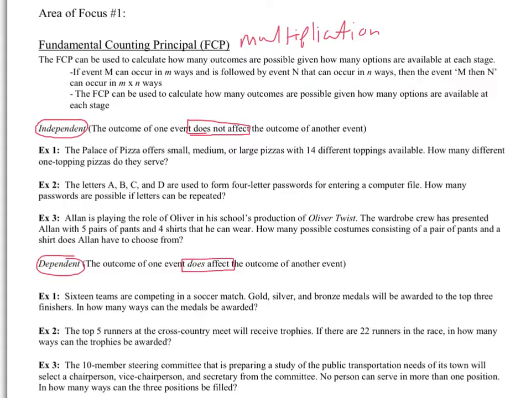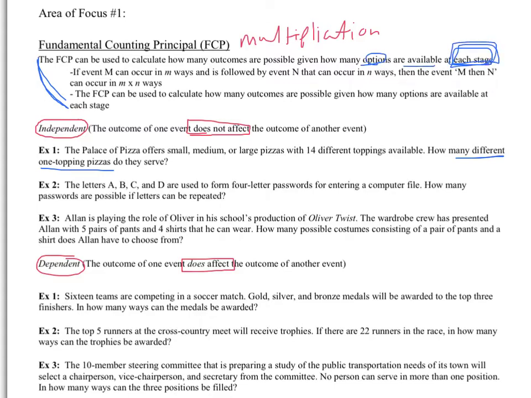Now, all these that I'm going to discuss here are considered fundamental accounting principle questions. So the first one we have as an example is the Palace of Pizza offers small, medium, or large pizzas with 14 different toppings available. How many different one-topping pizzas do they serve? Now, if you look at the reference sheet, I replaced that here. Okay, so these are the same things that you find on your reference sheet. It says that basically the fundamental accounting principle can be used to calculate how many outcomes are possible given how many options are available at each stage.